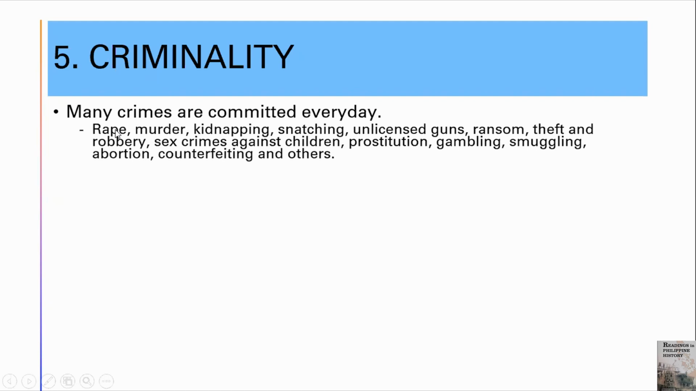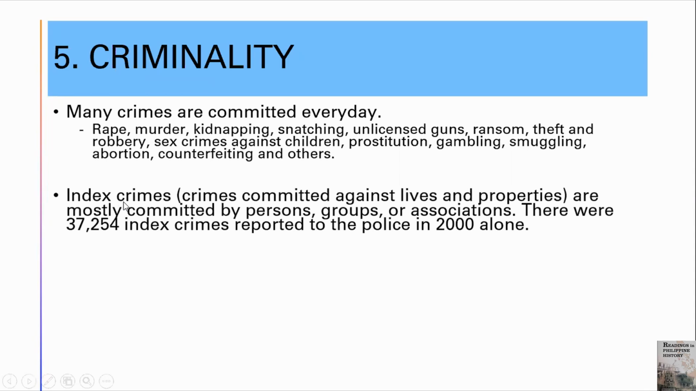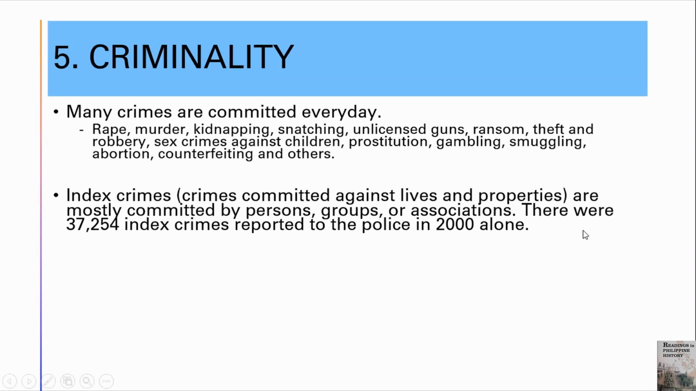There's rape, murder, kidnapping, snatching, unlicensed guns, ransom theft, and robbery, sex crimes against children, prostitution, gambling, smuggling, abortion, counterfeiting, and others. Index crimes, the ones that I showed earlier, are crimes committed against lives and properties. What are examples of index crimes? It is said that there were 37,254 index crimes reported to the police in 2000 alone. That's just in 1 year.